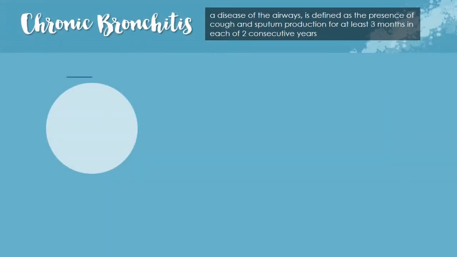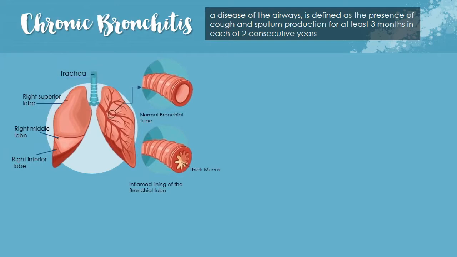Now, let's talk about chronic bronchitis. So what is chronic bronchitis? It is a disease of the airways and is defined as the presence of cough and sputum production for at least 3 months in each of 2 consecutive years. The overproduction of mucus is the hallmark of chronic bronchitis.